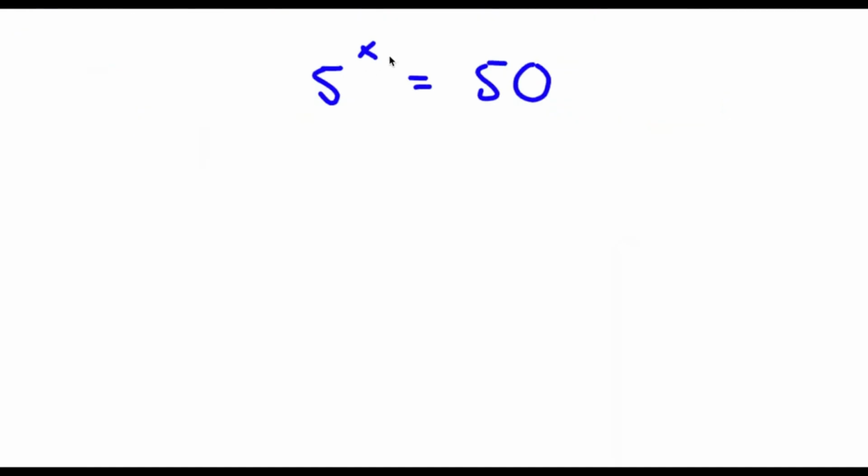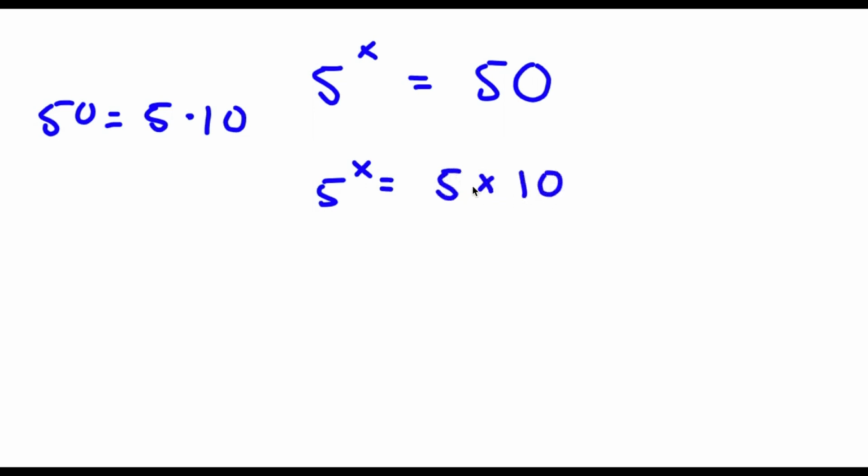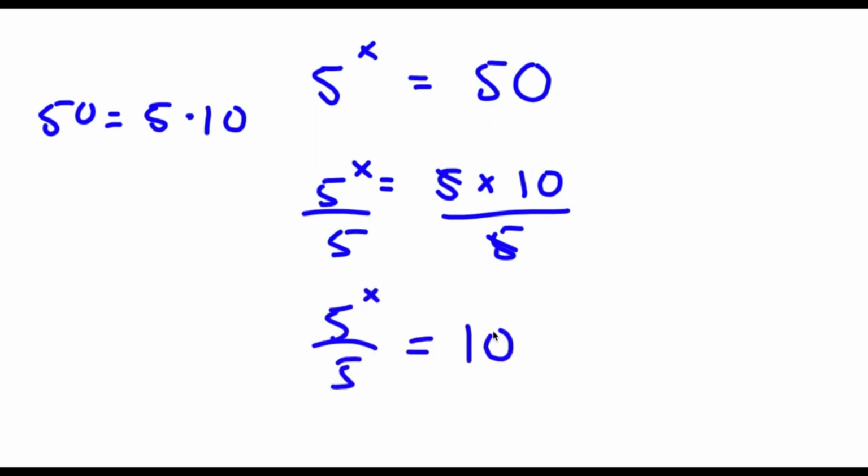So I have 5 to the power of x is equal to 50. Now 50, this is the same thing as 5 times 10. So now I have 5 to the power of x is equal to 5 times 10. Now I'm going to go ahead and divide both sides by 5. So then these two cancel out, and I'll have 5 to the power of x over 5 is equal to 10.